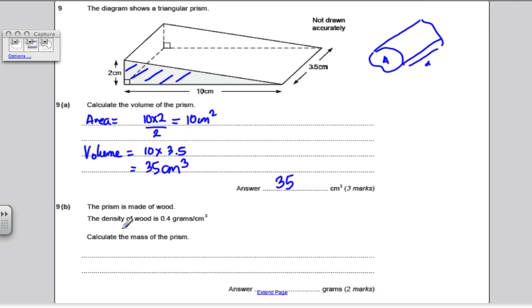The prism is made of wood. The density of wood is 0.4 grams per centimetre cubed. Calculate the mass of the prism.